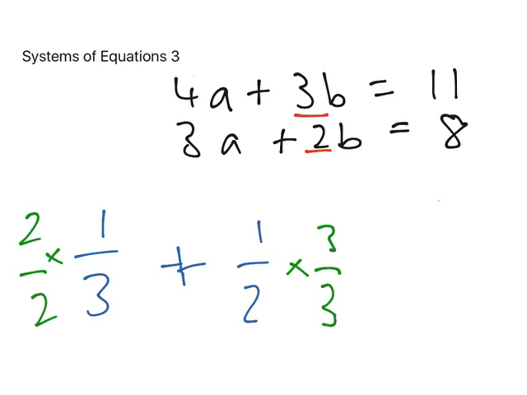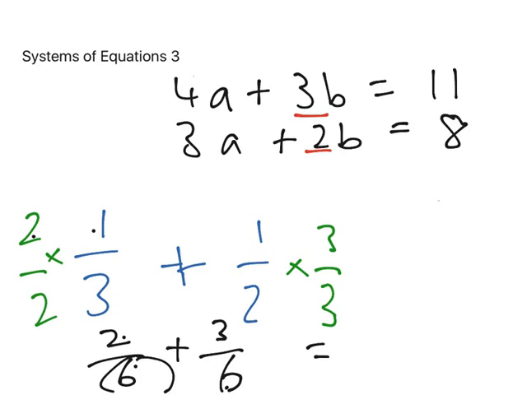When we do that, I get 2 over 6 plus 3 over 6, because 2 times 1 is 2, 2 times 3 is 6, and so forth. Hey, I have a 6 here and a 6 here. The denominators are the same. Now I can add them, and I get 5 over 6. We do the same thing with this one.